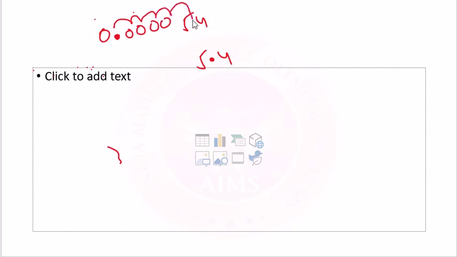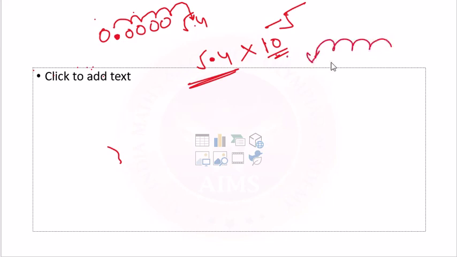So here 0.000054. This decimal point we have to write in the form of 5.4. 5.4 means 1, 2, 3, 4, 5 places. It has to shift 5 places towards right. Means towards right we are shifting, so 5.4 into 10 power minus 5 we have to keep. If the decimal point is moving towards left, positive 10 powers we have to keep. If it is moving towards right, negative powers we have to keep.